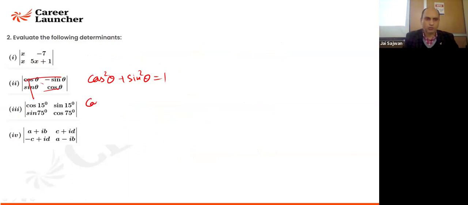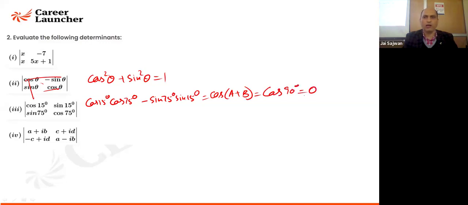Minus minus will become plus sin square theta. Let's do it. It is cos 15 degree into cos 75 degree minus sin 75 degree into sin 15 degree. What do you know of it? Cos A cos B minus sin A sin B. Can I say it is cos A plus B? Am I right? So it is cos of 90 degree, which is equal to what? 0.